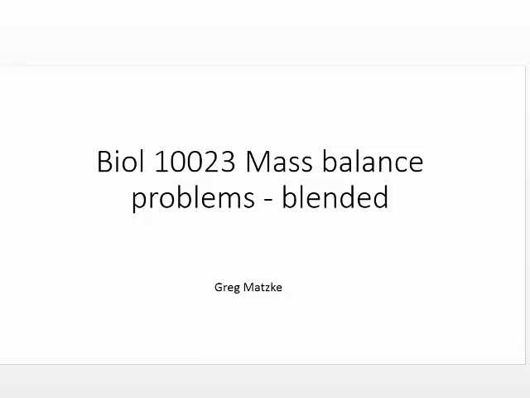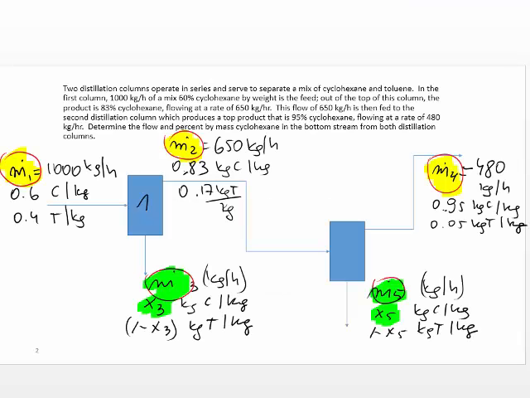Mass balance problems, blended component. Two distillation columns operate in series and serve to separate a mixture of cyclohexane and toluene.